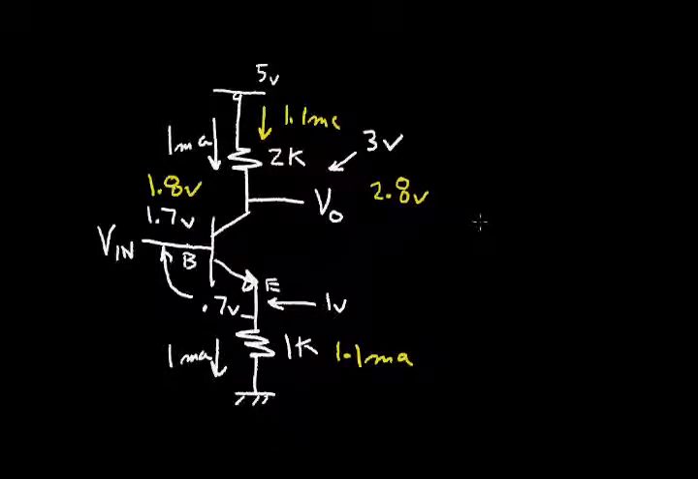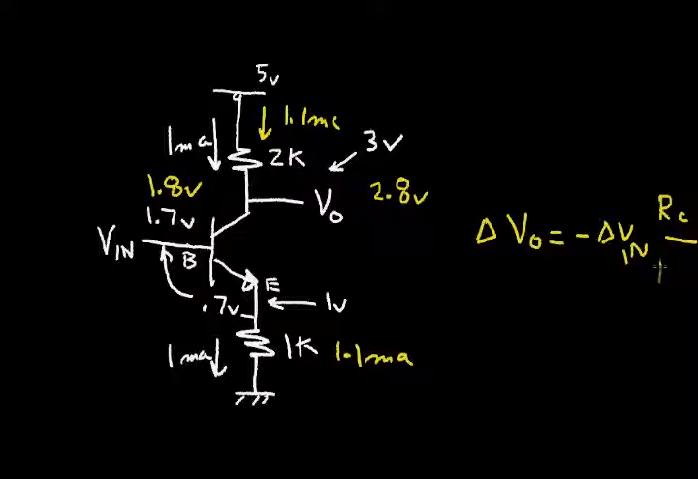So I could write an equation for the change in voltage out is equal to, in this case, minus the change in the V in times this ratio of resistors. I made a 2-to-1 ratio, collector resistor to emitter resistor. So if I make a general equation, I would say this is R in the collector divided by the resistor in the emitter.